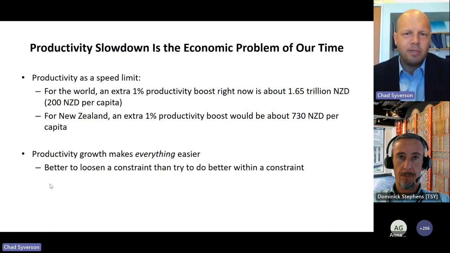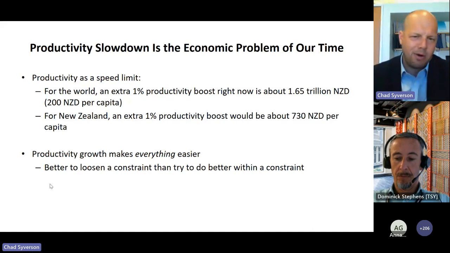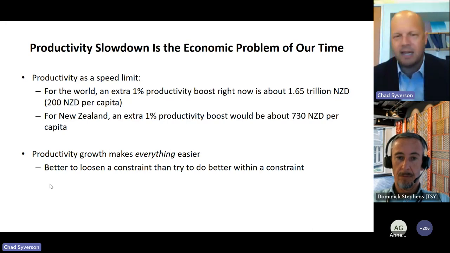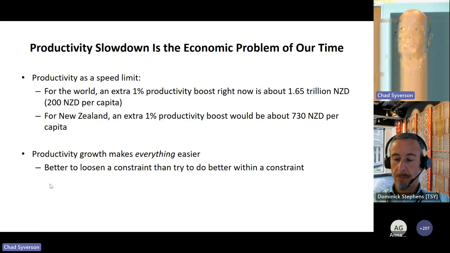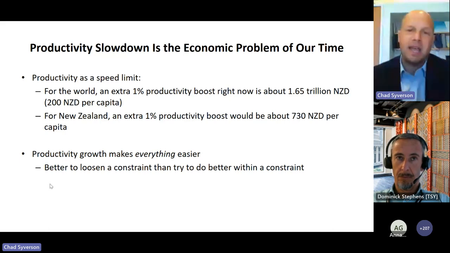So I hope this makes clear that productivity growth makes everything easier. It changes the world from one where there are inherent trade-offs, where we can have more of this but we have to have less of that, and vice versa, to one where there don't have to be trade-offs. It's better to loosen the constraint than to try to do better within this constraint. When you have productivity growth, it's not this or that. You can have more of both this and that.